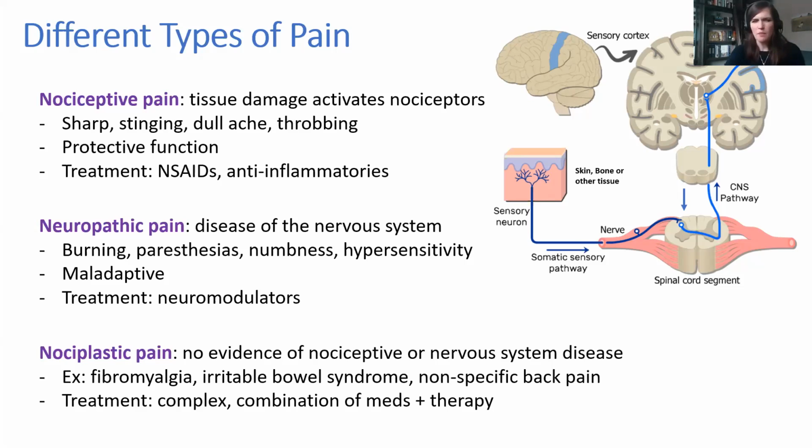And the least common and most poorly understood type of pain is nociplastic pain. And this is a diagnosis of exclusion. It refers to pain that is associated with no evidence of nociceptive stimulation and no evidence of nervous system diseases. So examples would be fibromyalgia, irritable bowel syndrome, or nonspecific chronic back pain. And the treatment for nociplastic pain is complex and usually involves a combination of medications and therapy.